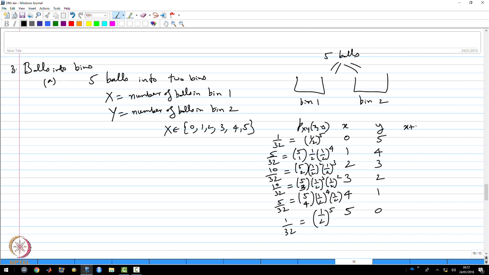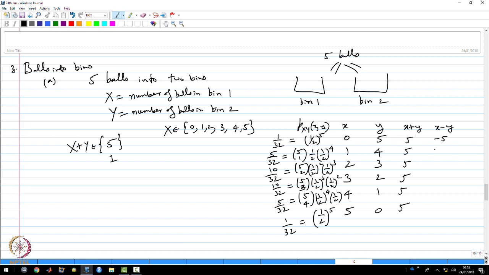Interestingly, if you look at x plus y, you'll simply get 5, 5, 5, 5, 5, 5. So x plus y in this case just takes one value. And if it takes one value, that should happen with probability 1. It's a constant. So x plus y is easy to write down. What about x minus y? That may not be the same. x minus y can be a bit tricky.